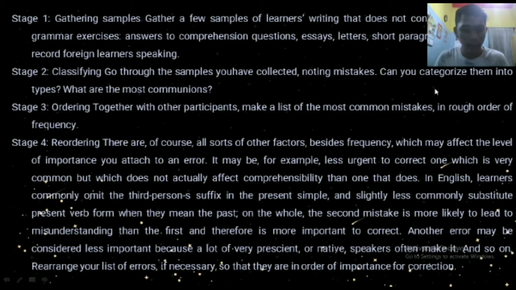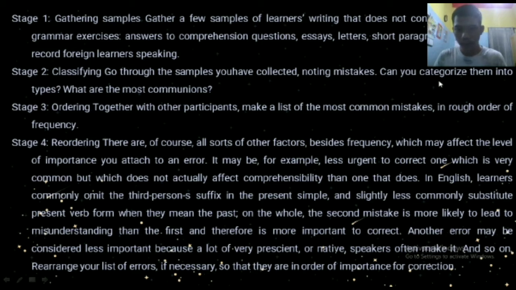At the last, step 4. Reordering. There are of course all sorts of other factors besides frequency which may affect the level of importance you attach to an error. It may be, for example, less urgent to correct one which is very common but which does not actually affect comprehensibility than one that does.